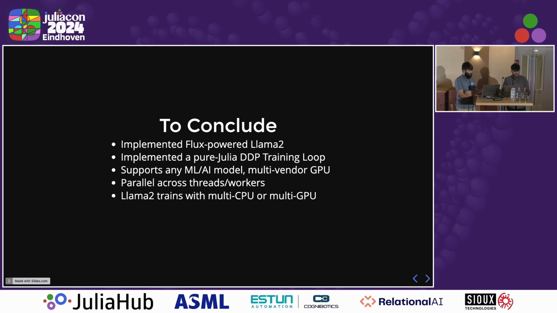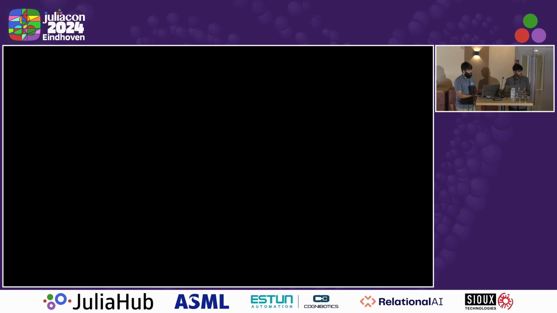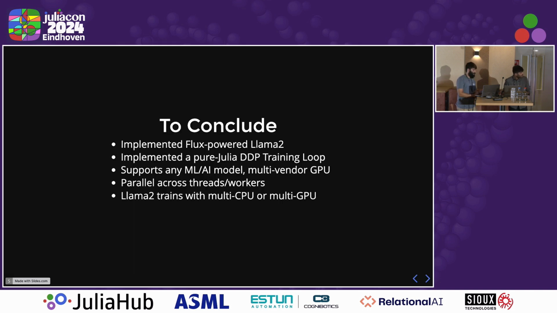Luckily, this also means that we can support basically any model, right? Because it is built on top of these composable building blocks, and basically any GPU backend that Julia has support for. And finally, Llama can train with multiple CPUs and multiple GPUs.